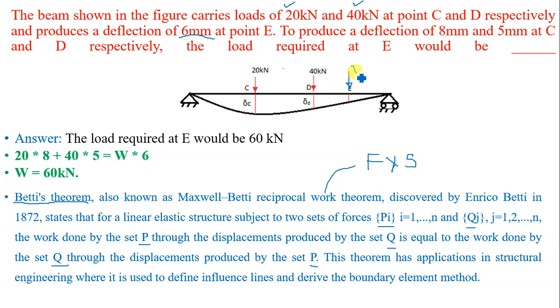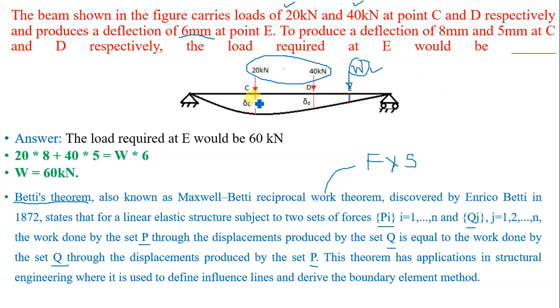So W is the load, the second set of load applied at E. Work done by W is equal to the magnitude of load, that is W, into the deflection produced by set P. So this is set P, this is set P, and this is set Q.